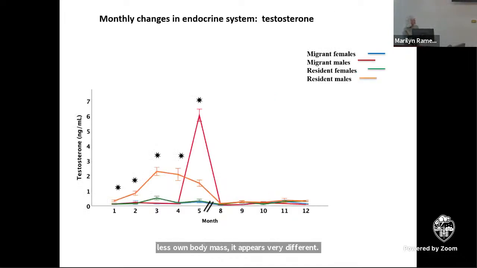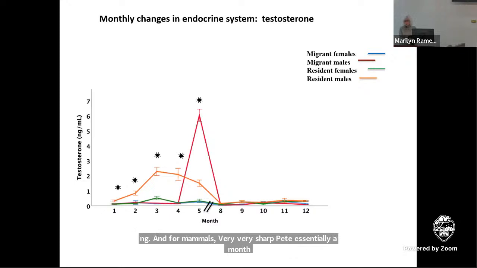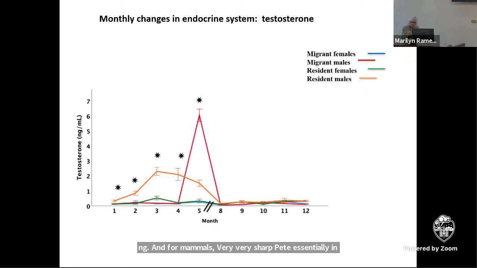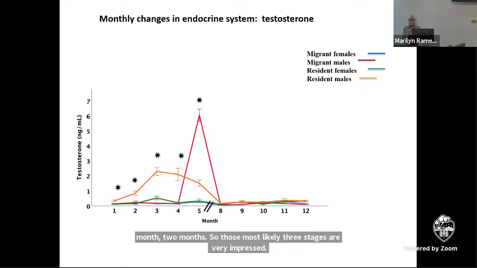And turn to testosterone levels to give you really a feeling of what the length of the reproductive periods are. So these are levels, and you can see that testosterone levels are actually starting to increase fairly early, in January, and that period of breeding is quite long. For mammals, there's a very, very sharp peak, essentially a month, almost 2 months. So those life history stages are very compressed, highly timed, and constrained.